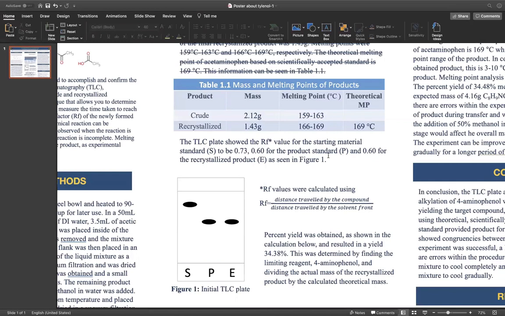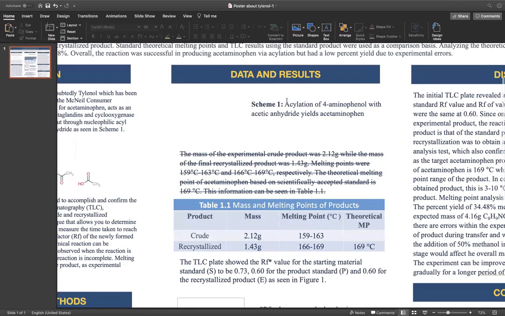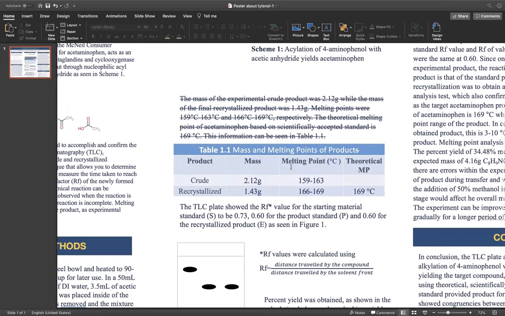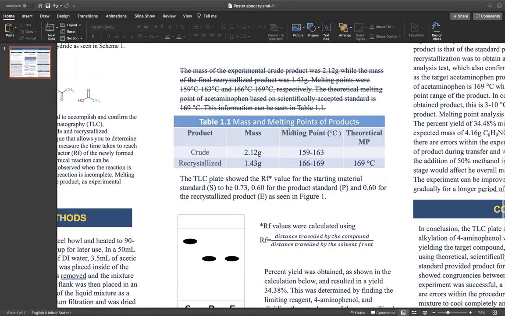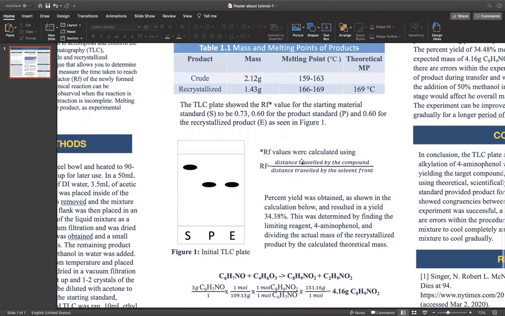So if you could take the data that you have and put it into a table instead of text within your data and results section, then definitely do that. And don't feel that you have to do it both ways, right? There's no point in doing it both ways.